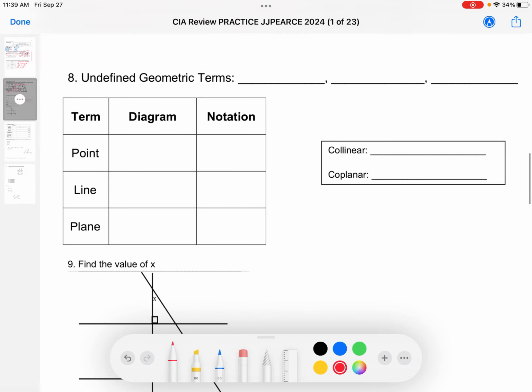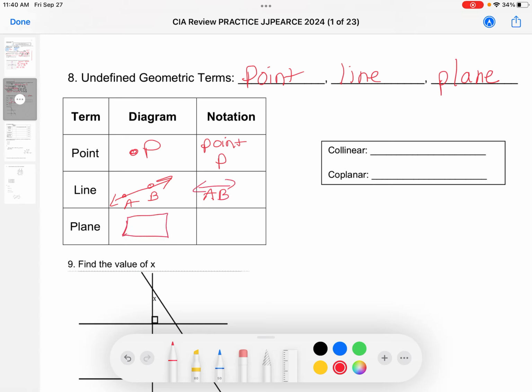My undefined terms are point, line, plane. My point, well, that's a point. We could say point P. Line is, let's call that line AB. And then the plane, I don't know, let's call it plane XYZ.